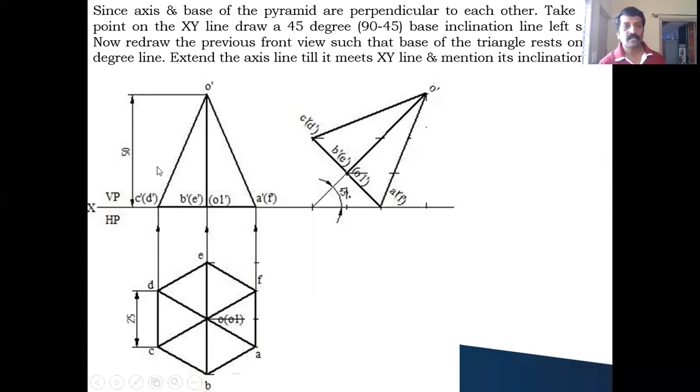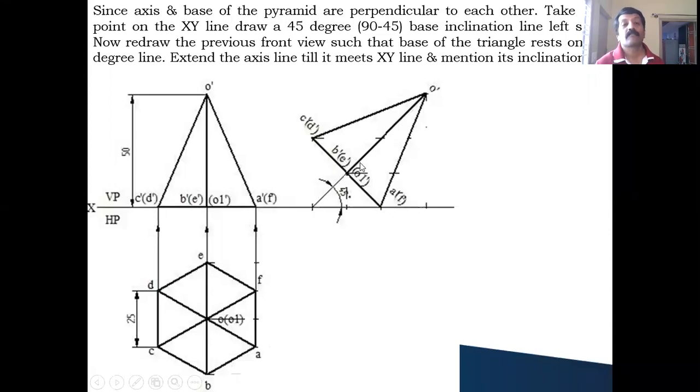Now you should redraw this triangle such that the base of this triangle is placed on the 45 degree line. That is the base inclination we have taken. After drawing this 45 degree base inclination line, I'll call these points A dash and F dash. After this, I'll take the distance A dash to C dash with the help of the compass and cut it on the 45 degree line, and transfer the corresponding points here. Then I'll take the distance A dash to B dash, cut it here, and transfer all the points here.